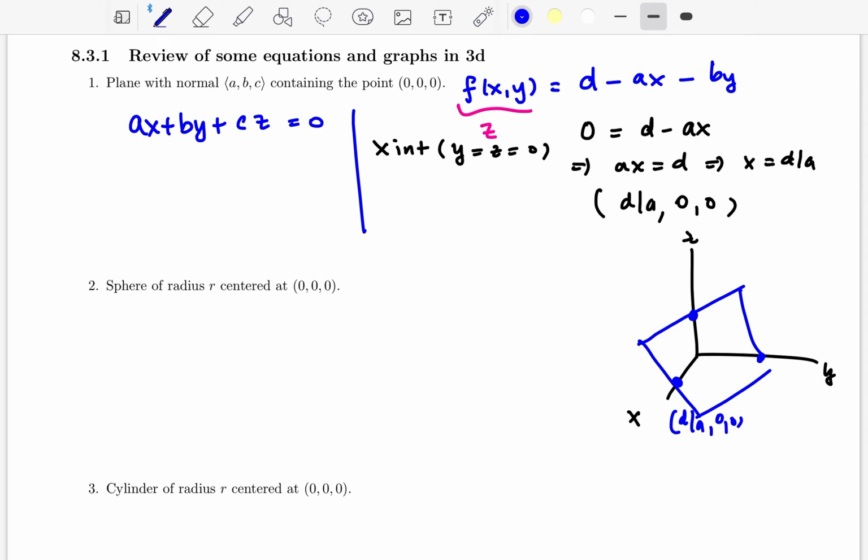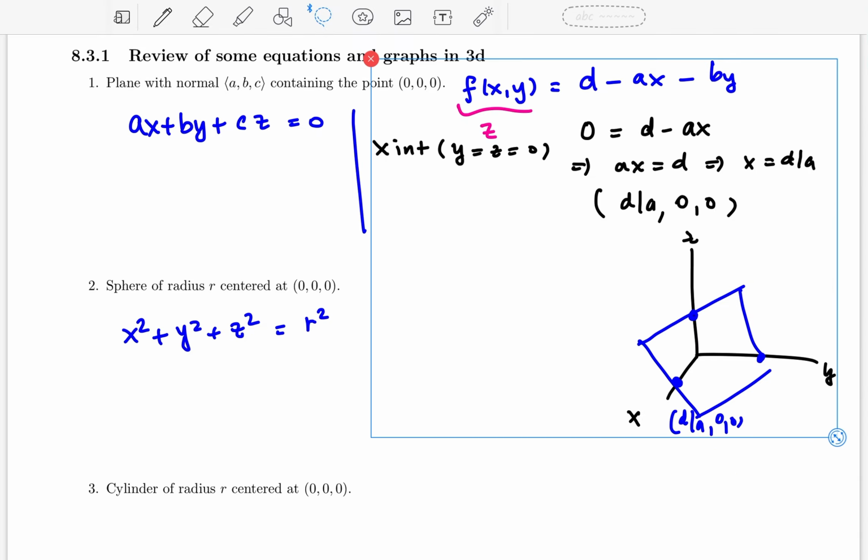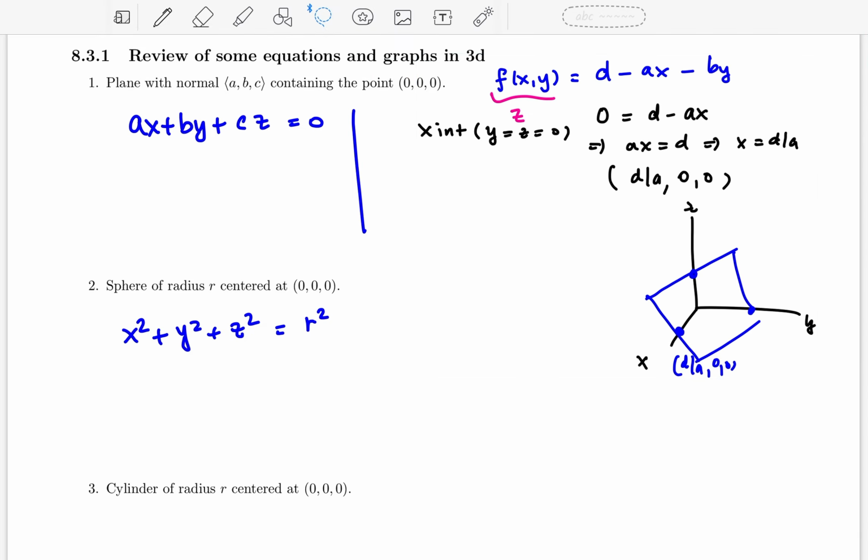Now, when it comes to a sphere of radius r centered at 0, 0, 0, what is the equation of a sphere of radius r? It's x squared plus y squared plus z squared equal to r squared, okay? Then again, if we're looking at the equation of this 3D function, it's not going to be given in terms of z, right? You sort of have to replace f of x, y with z, and then notice that it's taking you to a sphere.